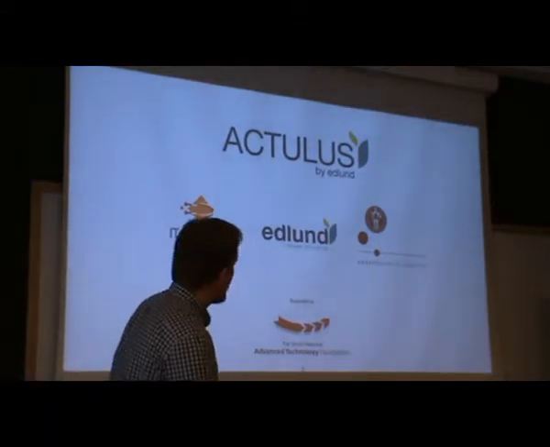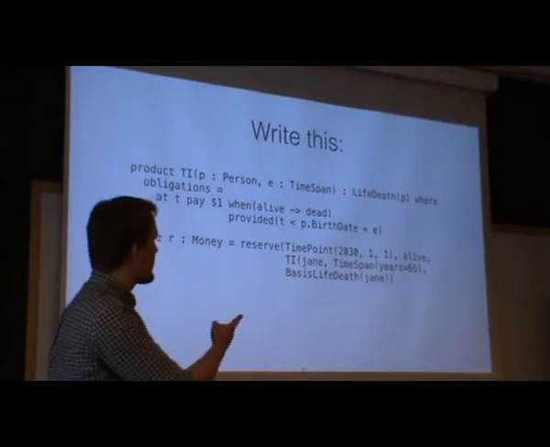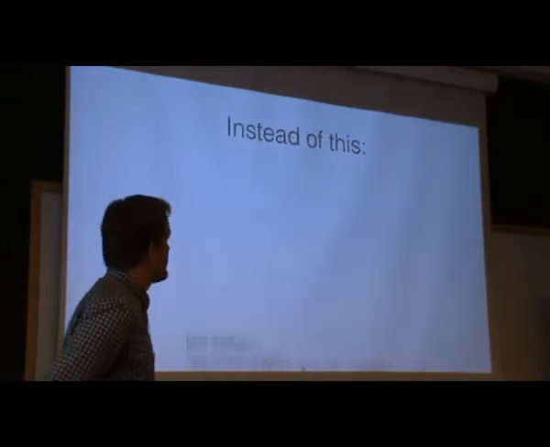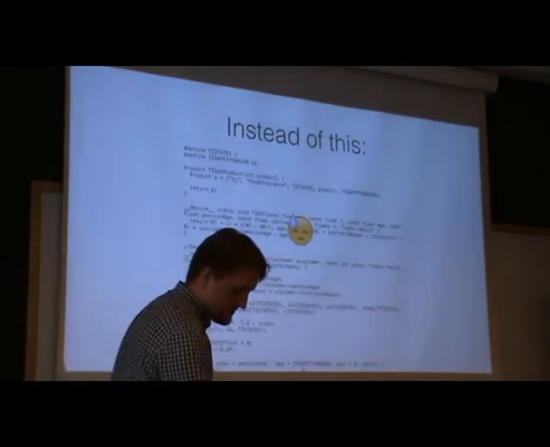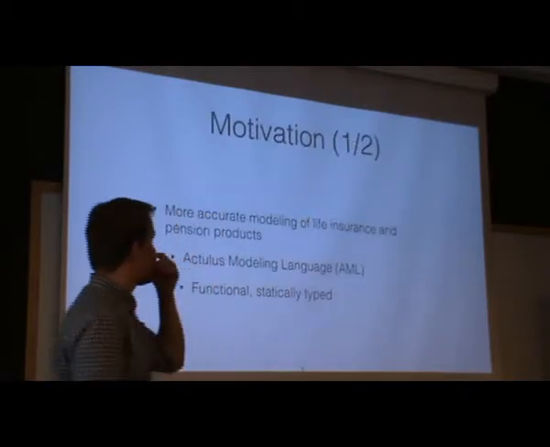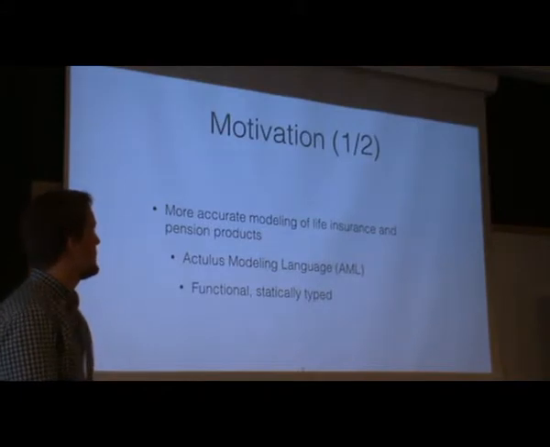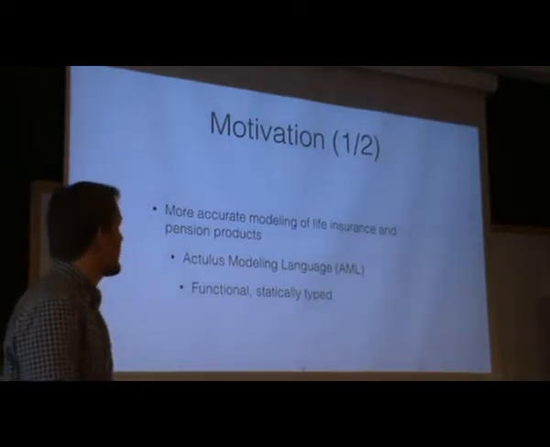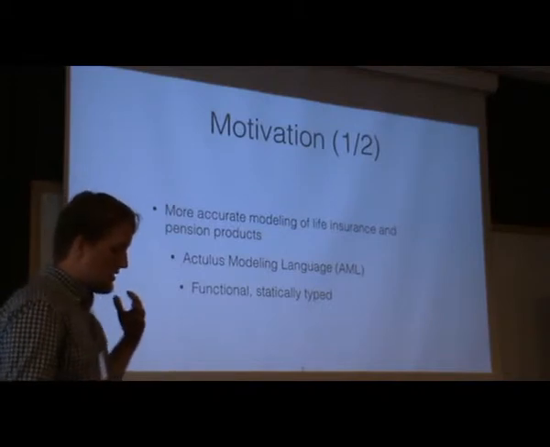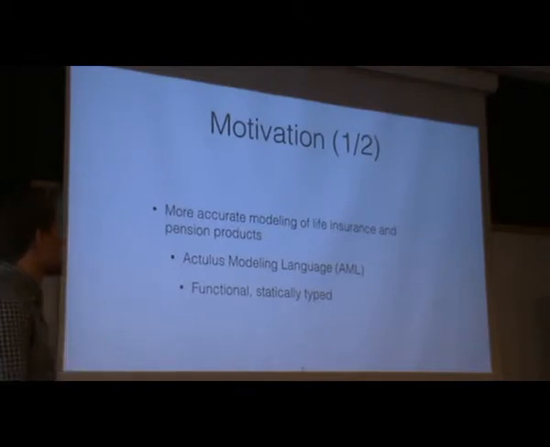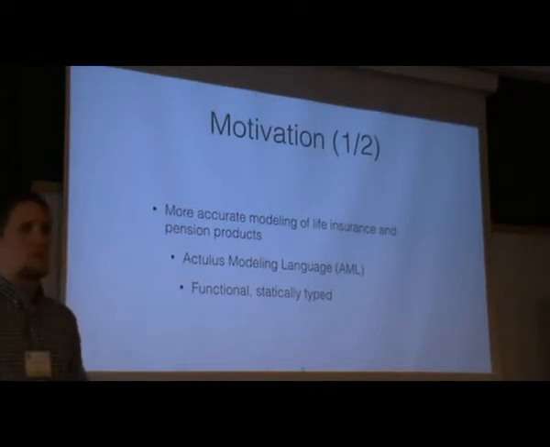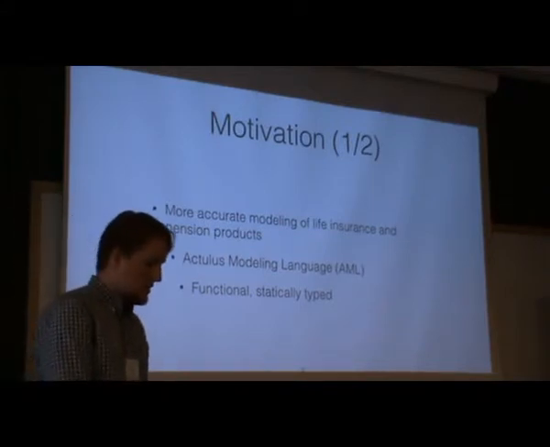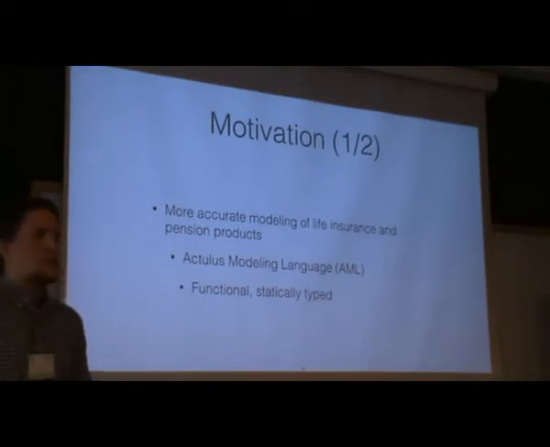Okay, so I'm going to talk about how we would like to write something like this instead of something like this. This is a whole bunch of CUDA C code. But before I get into details, here are the main motivations for the Actuarial project. We would like to be able to implement more accurate modeling of life insurance and pension products. One of the ways this is being addressed is through the Actuarial modeling language, which David has been working on. It's a functional, statically typed, domain-specific language to describe various pension products.